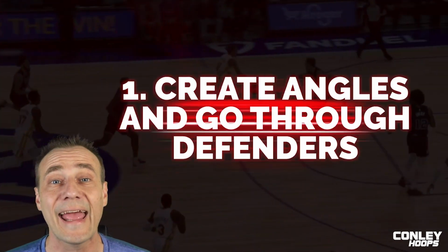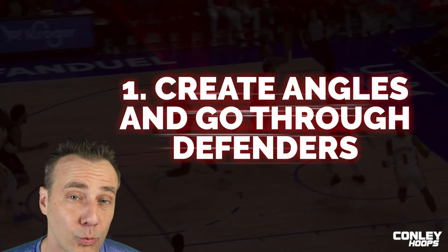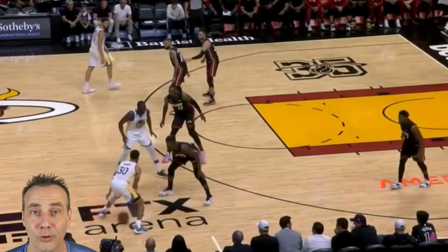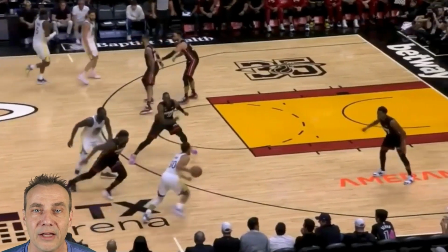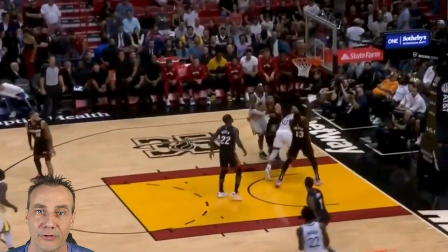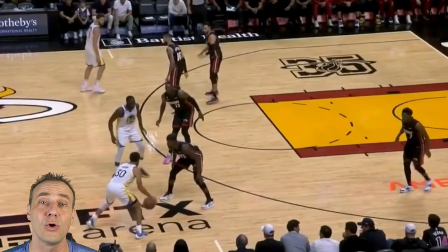So here are the main skills you need to have to create contact and get to the free throw line. One of the first concepts about drawing contact is learning to create angles and then going through the defender to create the foul. This is a great example by Curry, who creates the early angle, but then actually crosses over and then crosses back into the defender to create the opportunity to get fouled. Creating that contact is so important.